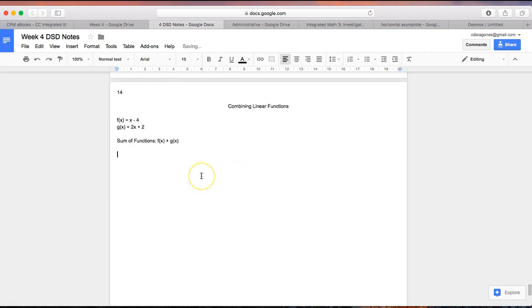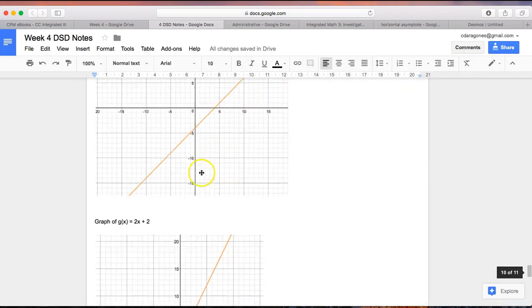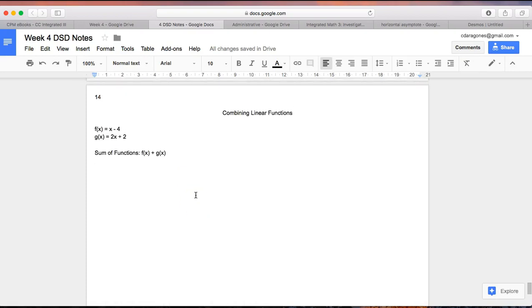So I'm going to take f of x, which is x minus 4, and then I'm going to add it to 2x plus 2. Okay, pretty simple, nothing crazy. I'm just adding the two functions together. So step 1, add the two functions. Step 2, you need to now combine like terms.